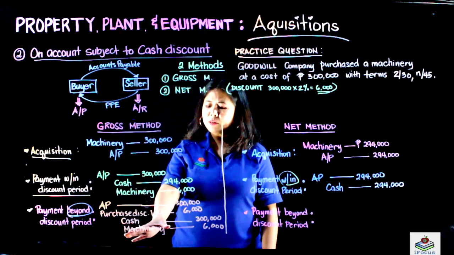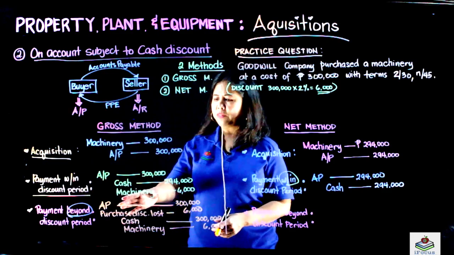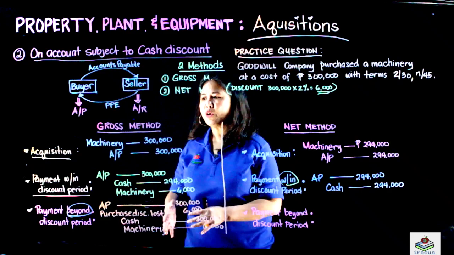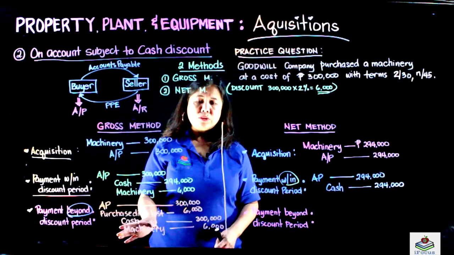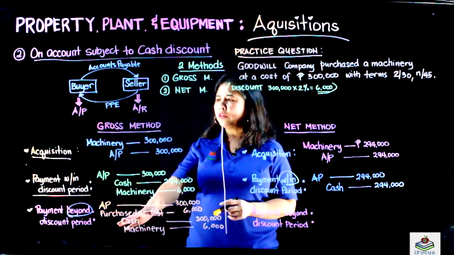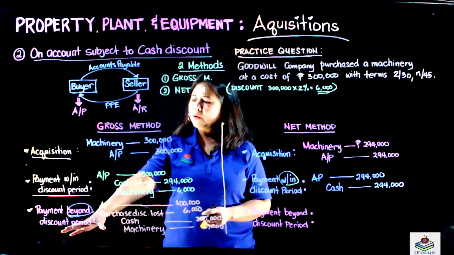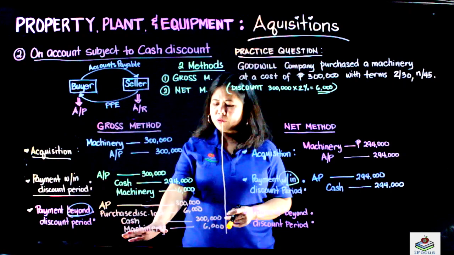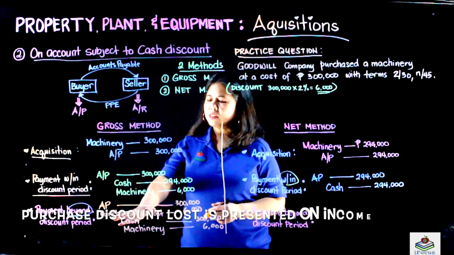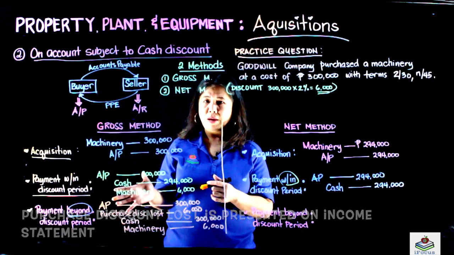Then, we credit the machinery of 6,000. So, kung titignan mo dito sa gross method, ang machinery ay still 294,000. Ang end result nito is 294,000 ang cost ng machinery. So, kung titignan natin dito sa account, we have a debit of machinery of 300,000, tapos nagbayad siya beyond the discount, nag-credit tayo ng machinery na 6,000 because na-loss natin ang discount, and the purchase discount loss na account ay i-present natin sa ating income statement of 6,000.